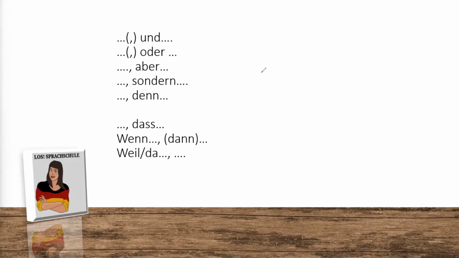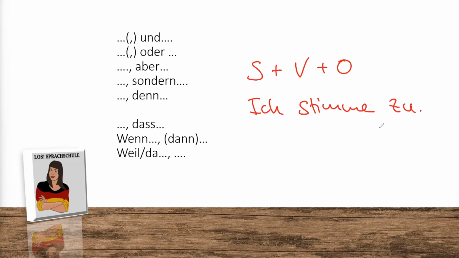We know that a sentence in German has a substantive and a verb. This makes it a complete sentence. For example, ich stimme zu. I agree. We can also put an object. In this case, it is dative because of the verb to agree with somebody. Ich stimme ihm zu. By the way, zustimmen is a separable verb. If you're not familiar with that, you have to rewatch my A1 grammar lessons.